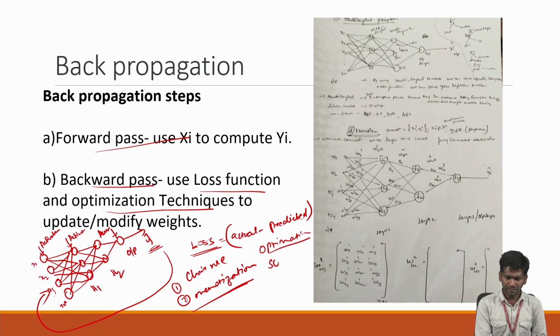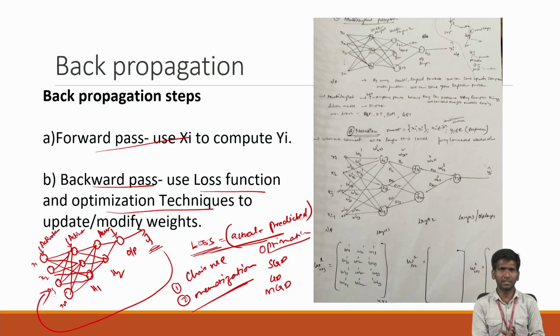Optimization techniques include SGD, gradient descent, stochastic gradient descent, and mini batch gradient descent. We will discuss each one in detail in further sessions: what optimizations are, when we need to use them, and what happens in each case. As of now, understand that after calculating the loss, that means actual value minus predicted value, we'll update the weights with the help of an optimization technique. This will happen through backpropagation.